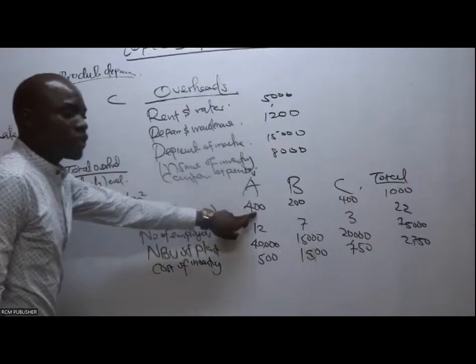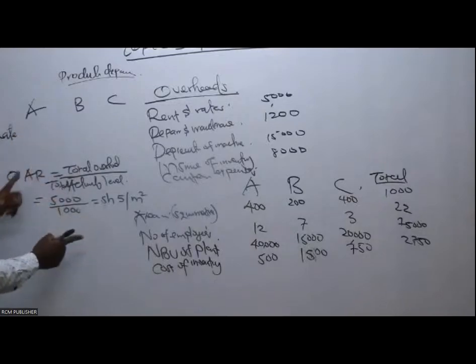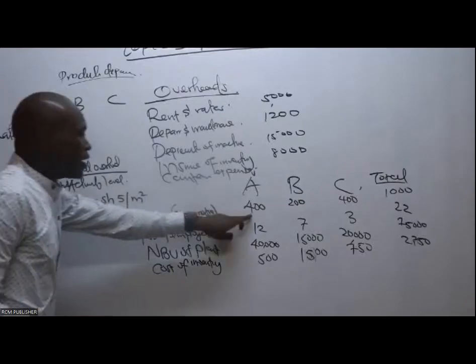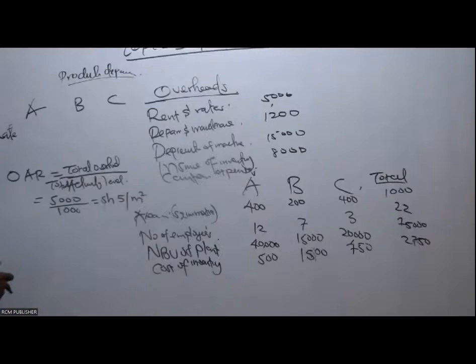Department A has got 400. So Department A will be having 400 times the rate. Our 400 times the rate of 5 will give us a value. And what is this value? It's going to be 20,000.